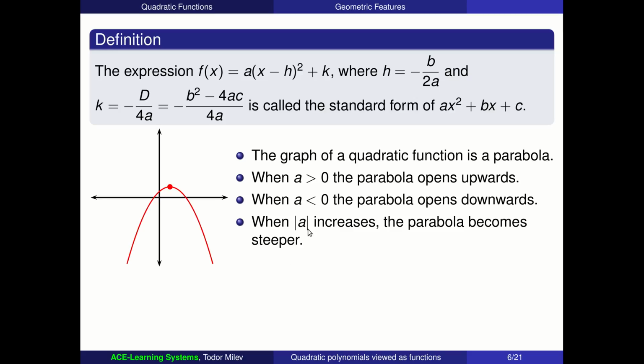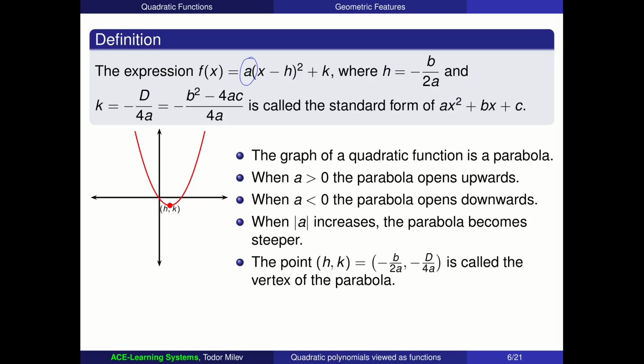When the absolute value of the parameter A increases, the parabola becomes steeper. So if I'm to take the number A and make it larger in absolute value, my parabola is steeper. And if A is positive, my cup has more vertical walls.